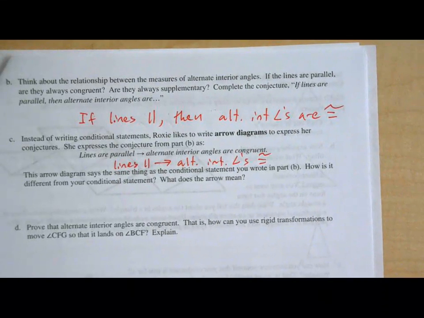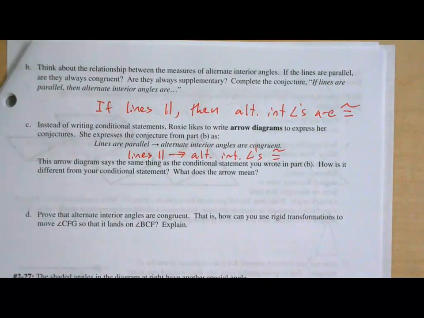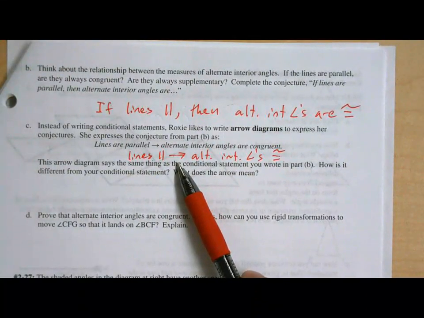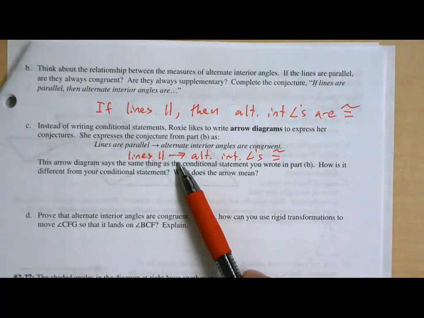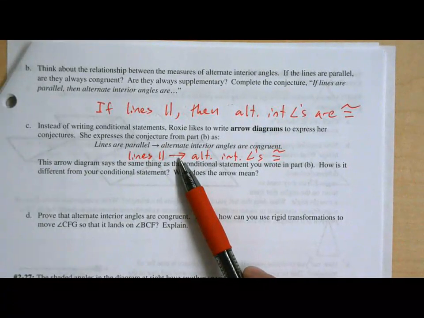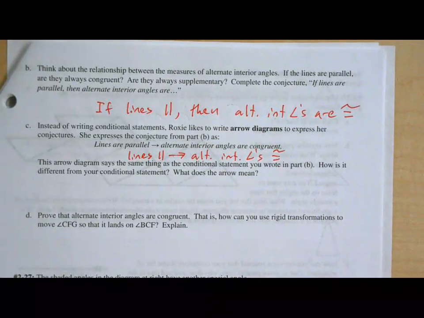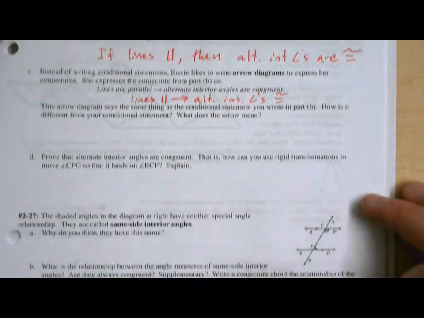Okay, so the question's asking how is it different from the original and what does the arrow mean? Do you guys feel like you could answer those two questions? How's it different? It's shorter, more efficient. What does the arrow mean? It means it follows that this is true. All right, so we're going to skip part D for right now and go on to the last part here. Any questions so far?